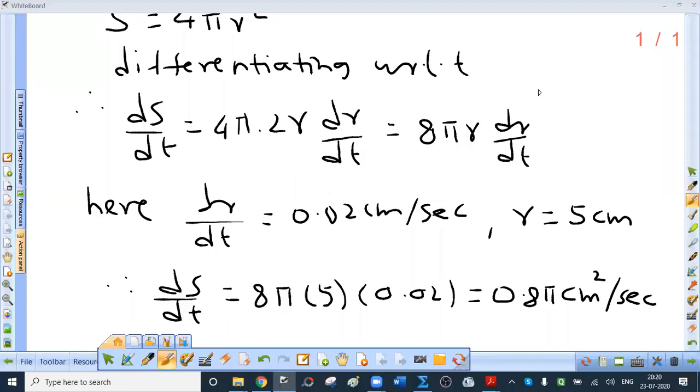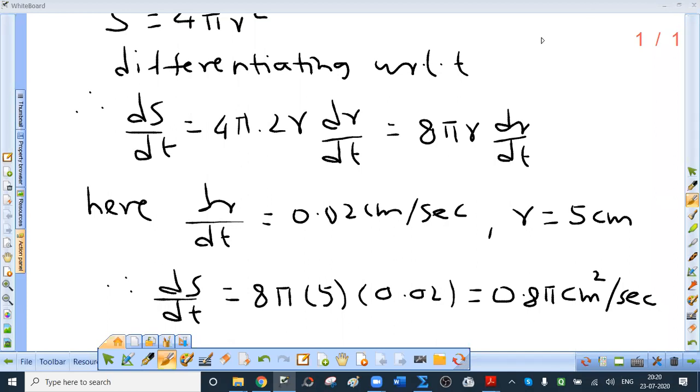Okay. What is the sum? The surface area of a spherical balloon is increasing at the rate of 2 centimeters square per second. At what rate is the volume of the balloon increasing when the radius of the balloon is 6 centimeter? Solution, write down.